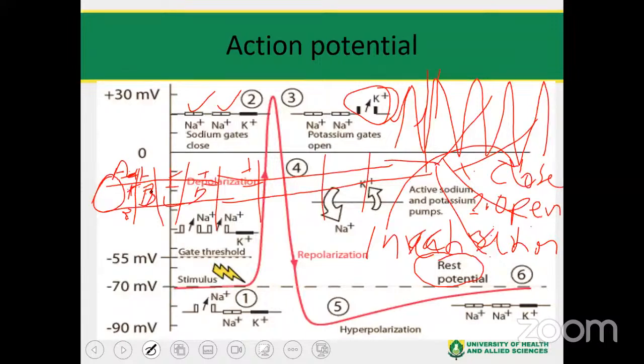Repolarization. Then it moves to what? C, then T, then T. It's going to the brain, up to what? Where the brain is. Okay. Together, they now stimulate it.